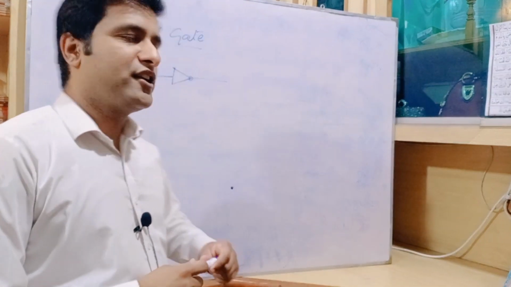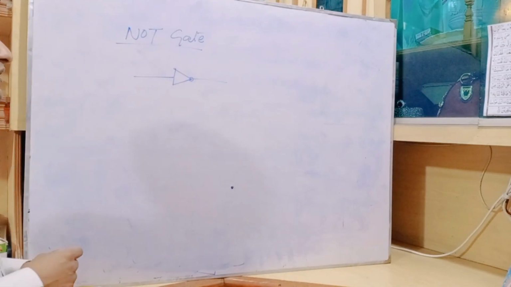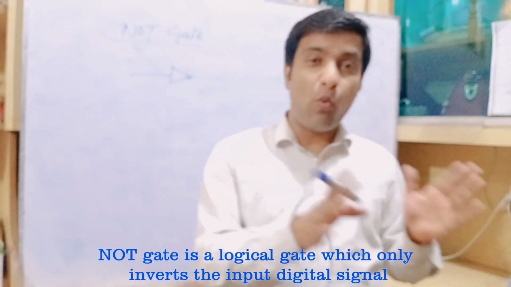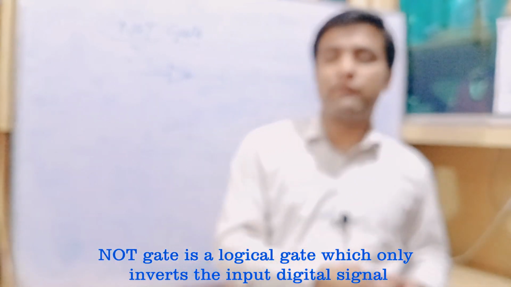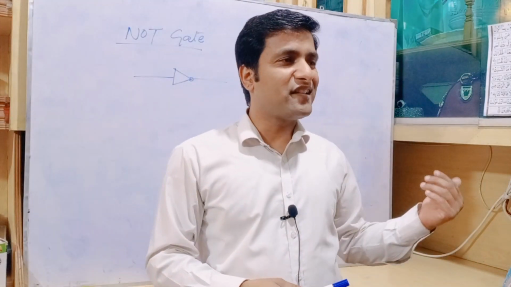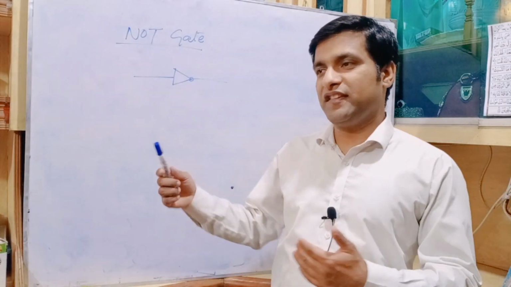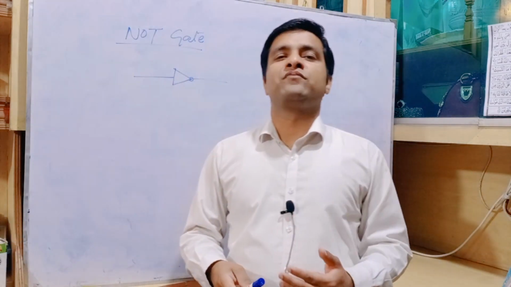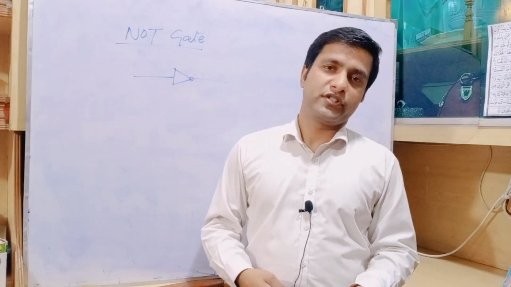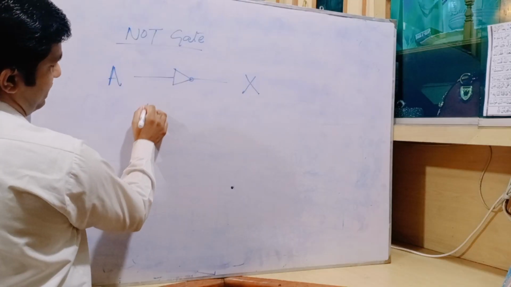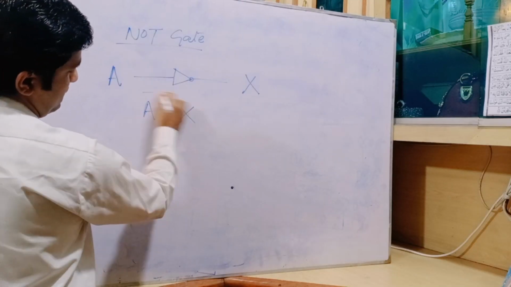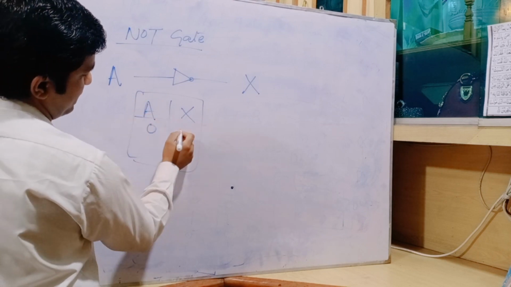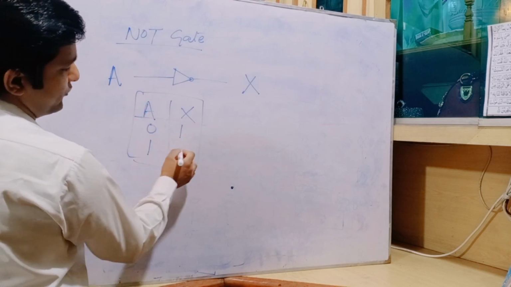What is the NOT gate? The NOT gate is basically called an inverter. What is an inverter? If you give 1 on an input, it will give you 0. If 1 is input, output will be 0. If 0 is input, output will be 1. So it basically reverses the input. All right, let's draw the truth table. A and X. If you have 0 at the input, you will get 1. If you have 1 in the input, you will get 0.